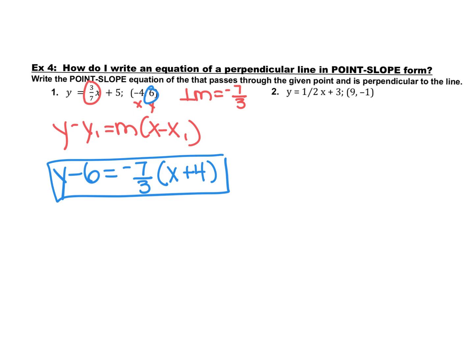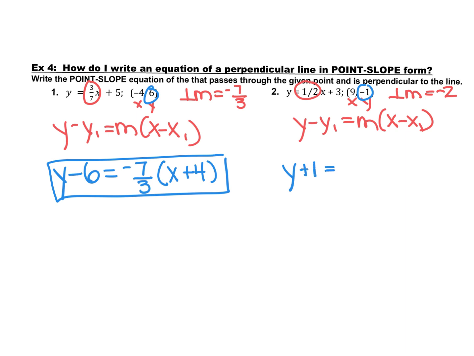All right, the next one, we have y is equal to 1/2 x plus 3, and it's going to go through the point 9, negative 1. So y minus y1 is equal to the slope times x minus x1. Here I've got an x and a y, and then our perpendicular slope is going to be equal to negative 2, because the opposite of positive is negative, and the reciprocal of 1 over 2 is 2. All right, let's plug in what we know. We have y minus negative 1, so plus 1, is equal to our slope of negative 2 times x minus 9. And then we're all done.